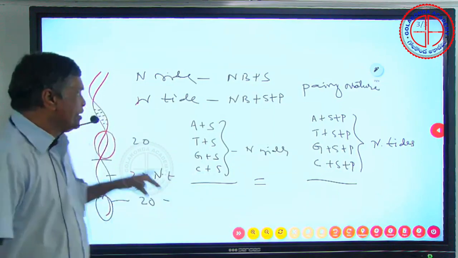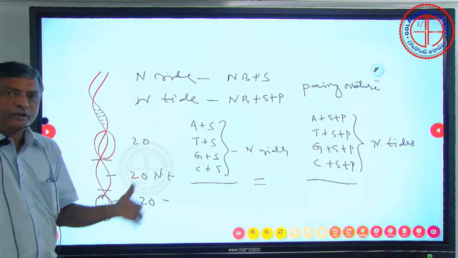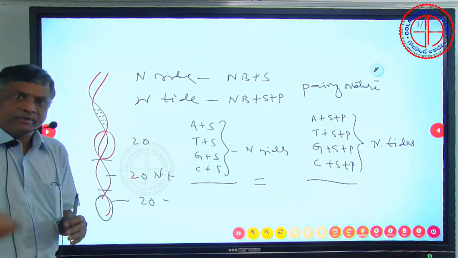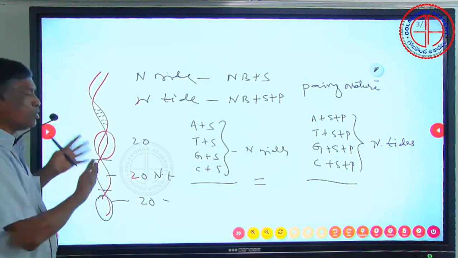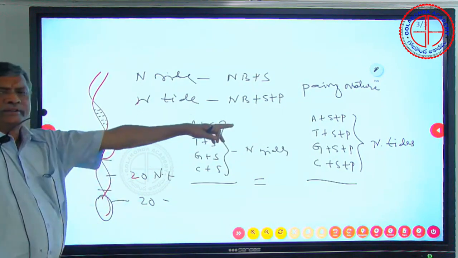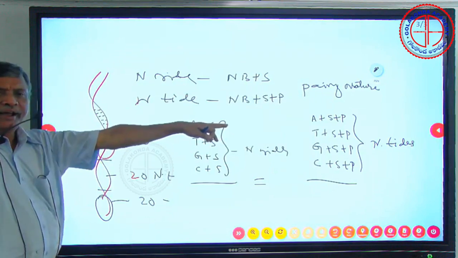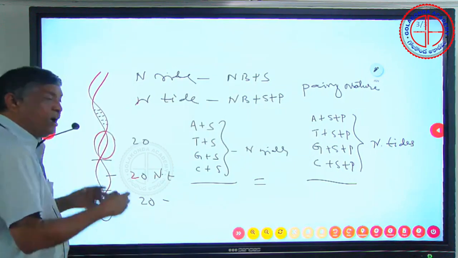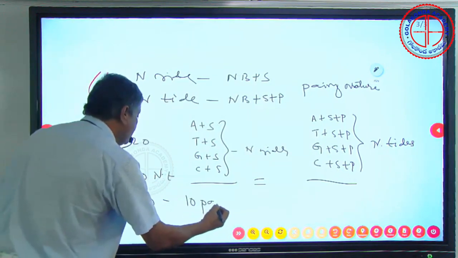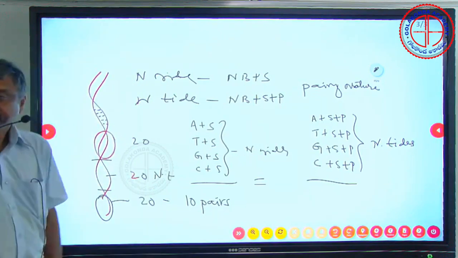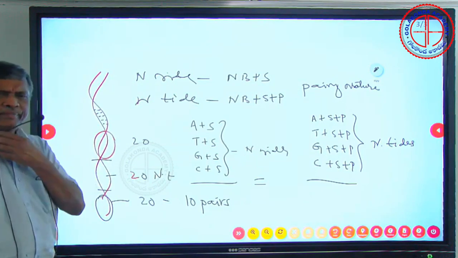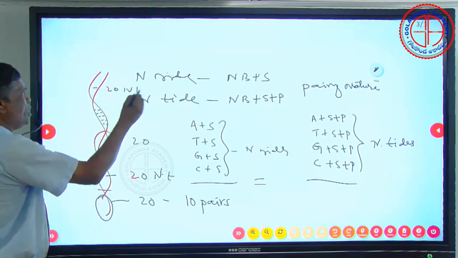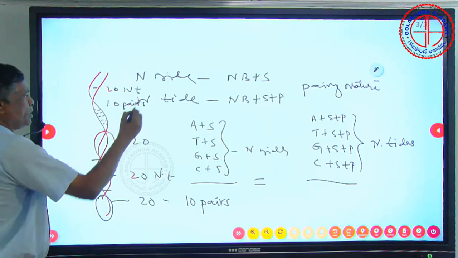Then the coils. Yesterday I explained the coil: due to the attraction between opposite poles, the two helices of DNA spiral clockwise, forming a coil. They form two coils, and each coil is filled with how many nucleotides? 20, and nucleotides are always arranged in pairs. So each and every coil is filled with 20 nucleotides, or 10 pairs of nucleotides. The number of nucleotides is 20, but how many pairs? 20 means 10 pairs.